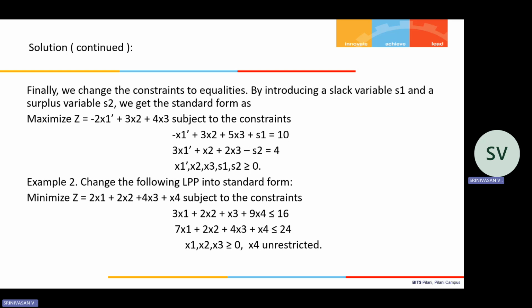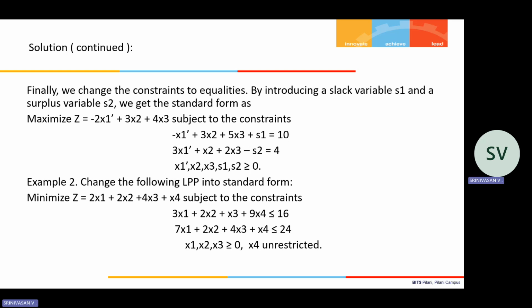Well, the right hand side is positive, so that is okay. Next 7x1 plus 2x2 plus 4x3 plus x4 less than or equal to 24. So the constraints can be less than or equal to or greater than or equal to, that you don't need to bother. First thing, you ensure that the right hand side constants are non-negative. Now go to the decision variables. x1, x2, x3 greater than or equal to 0. x4 unrestricted. What's the meaning?